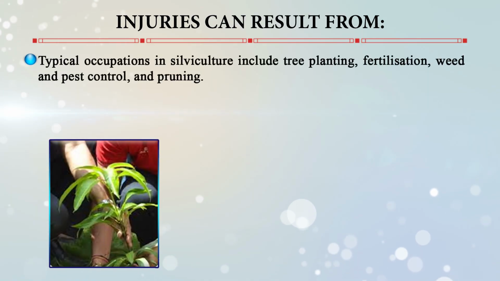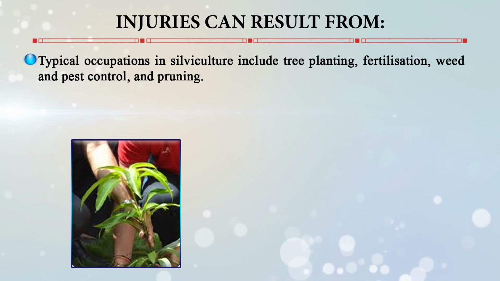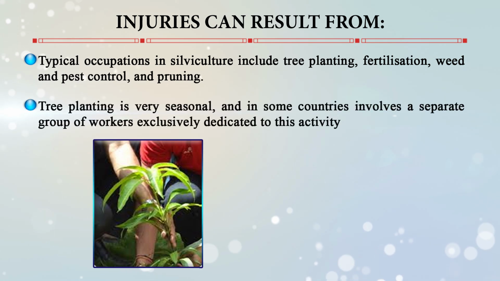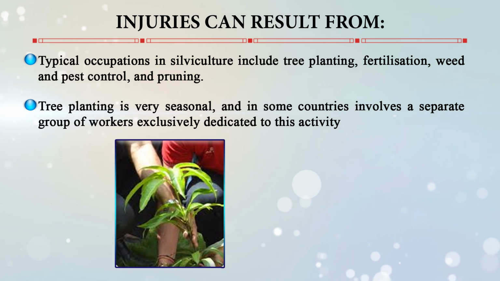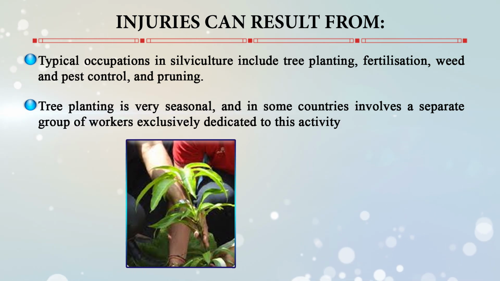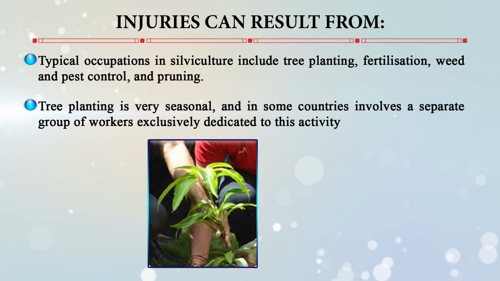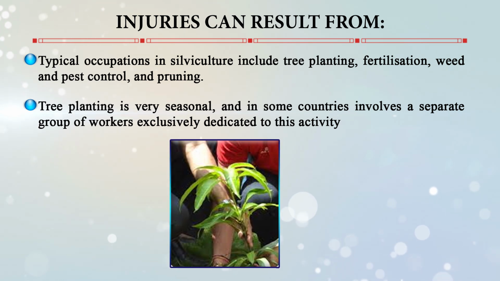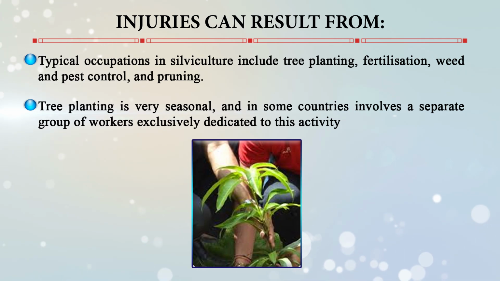Now, typical occupations in silviculture can include tree planting, fertilization, weed and pest control, and also pruning of these species. Tree planting is very seasonal, because every day you don't plant a tree. You have the evergreen ones, you have the deciduous ones. So the farm workers know when it is the right time to plant a certain tree during the seasonal variations. And in some countries, this involves a separate group of workers who are exclusively dedicated to this activity alone.